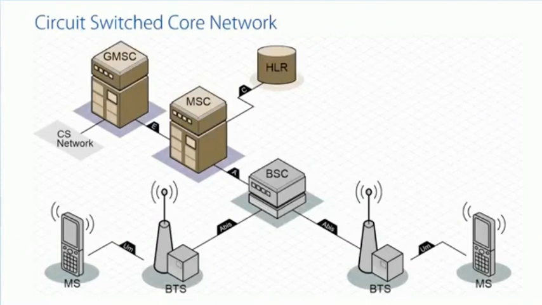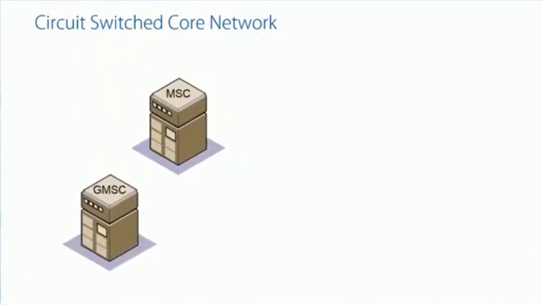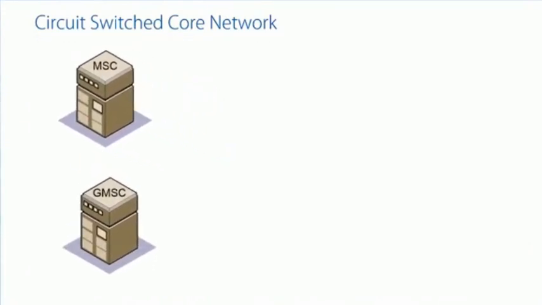Now, as we leave our GERAN, we can connect up to the core network, and to begin with, we're going to deal with the circuit switch core. Here we can see it connects back to the GERAN via one of these defined interfaces. This time, we refer to it as the A interface. Now, the circuit switch core is made up of two key elements, the MSC, or Mobile Switching Center, and the Gateway MSC, or Gateway Mobile Switching Center.